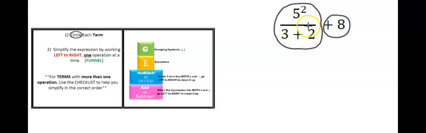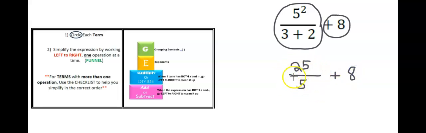I can't do any division because I don't know what to divide by yet. I have to divide by this when it's put together. And I don't know what to divide it into until I square 5. So you go 5 squared is 25 over 3 plus 2 is 5. When we're done with that, we add 8.